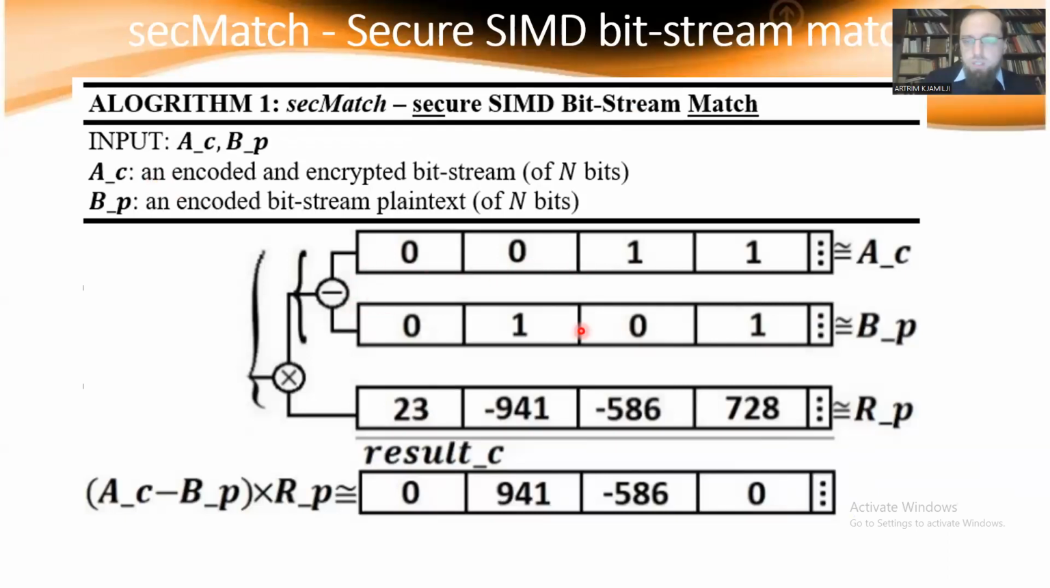Well, we first subtract them in SIMD fashion, and then we multiply them with a random number, which shouldn't be 0. So let's see, 0 minus 0 is 0, 0 multiplied by 23 is 0. This means that in the result, if the corresponding slot has 0, the corresponding bits of the inputs match, they are the same. Or 0 minus 1 is minus 1, and minus 1 multiplied by minus 941 is 941. If this is not 0, this means that they don't match. So this is the resulting vector.